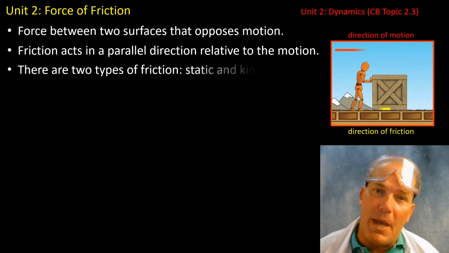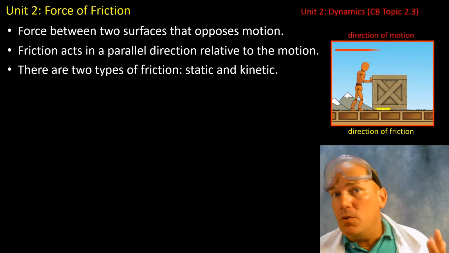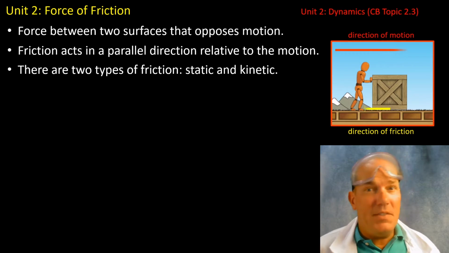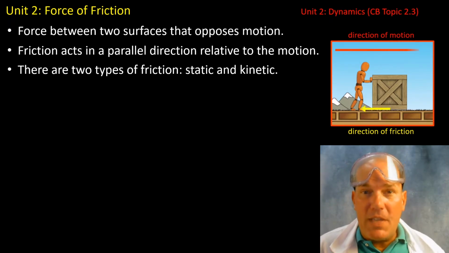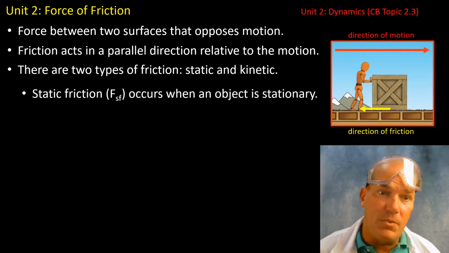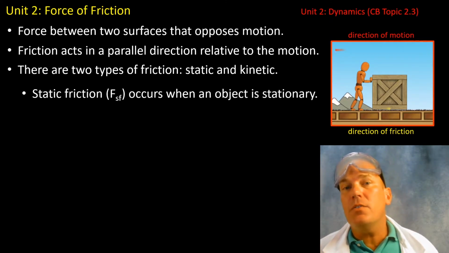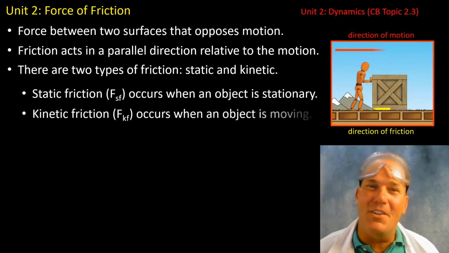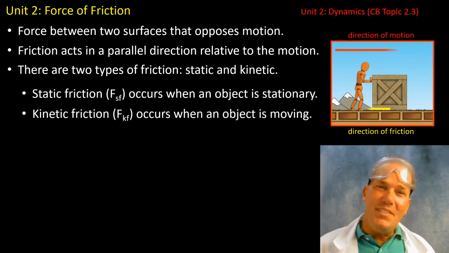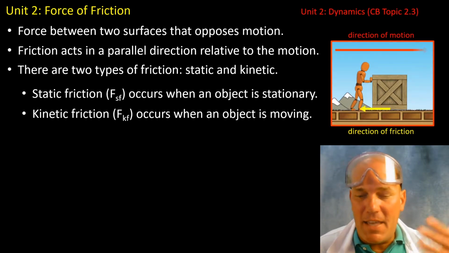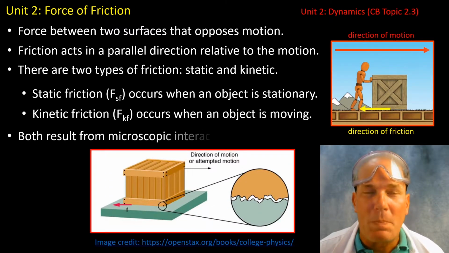What we haven't talked about is the fact that there are two types of friction, at least that we'll discuss in this course. There's static friction and kinetic friction. Static friction, denoted with a subscript of SF, occurs when an object is stationary, i.e. not in motion, whereas kinetic friction occurs when an object is in motion, and you can see it is denoted with subscripts K and F for kinetic friction.